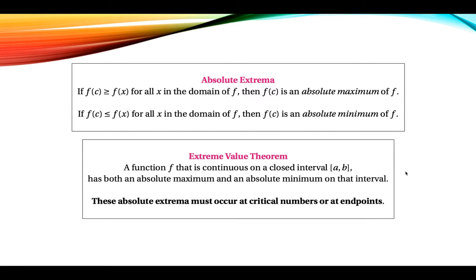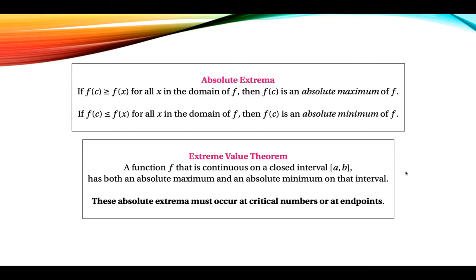Now, there's also absolute extrema. If f of c is greater than or equal to f of x for all x in the domain of f, then f of c is the absolute maximum of f. If f of c is less than or equal to f of x for all x in the domain of f, then f of c is an absolute minimum of f.